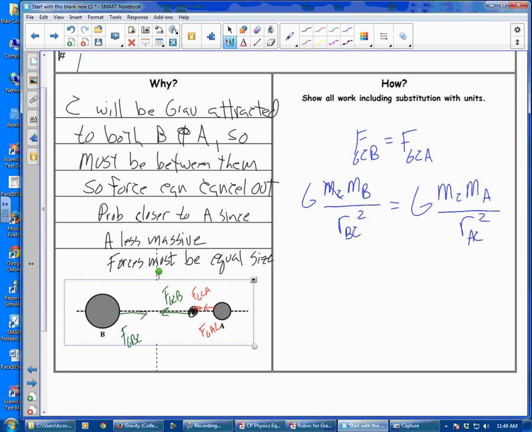The mass of C is gone. Big G's are gone, right? No, because one is from B to C and the other is from C to A, so those are two different numbers. But that simplified it a lot. What did they even ask for?